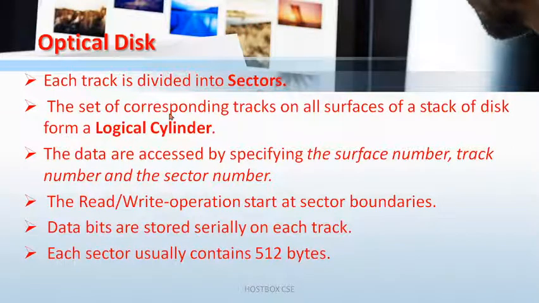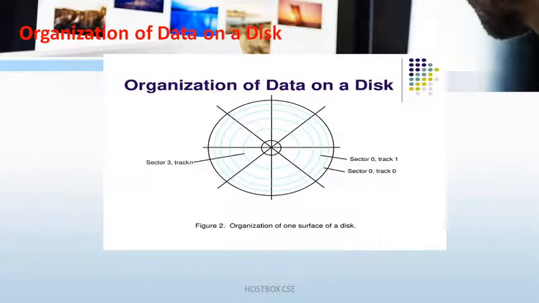Each track is divided into sectors, and corresponding tracks on the surfaces of a stack of disks form a logical cylinder. Let's go for one more diagram, a cross section of an optical disk. As computer students, you should know everything. The data is accessed by specifying the surface number, track number, and sector number. The read-write operation starts at sector boundaries, and data bits are stored serially on each track, and each sector usually contains 512 bytes. Remember, so it can save particular information.